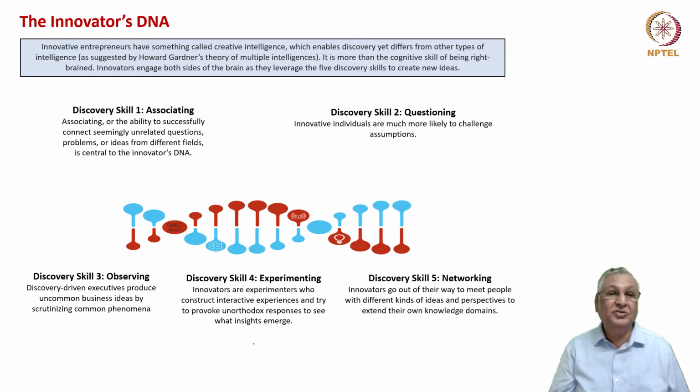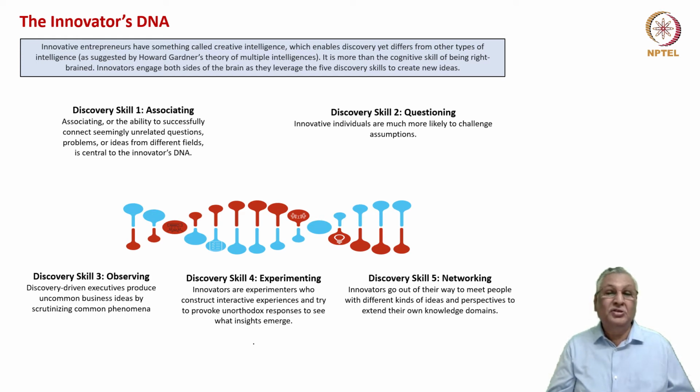The first discovery skill is associating. That is the ability to successfully connect seemingly unrelated questions, problems or ideas from different fields. When you encounter a problem in one aspect of the product, you connect something which cannot be connected in the first place and then try to link. Similarly, you feel that if this problem has been solved by this method in another product, why not use this? So the ability to associate what cannot be associated at first look, that is connecting the dots beyond what you are seeing as a connectable paradigm.